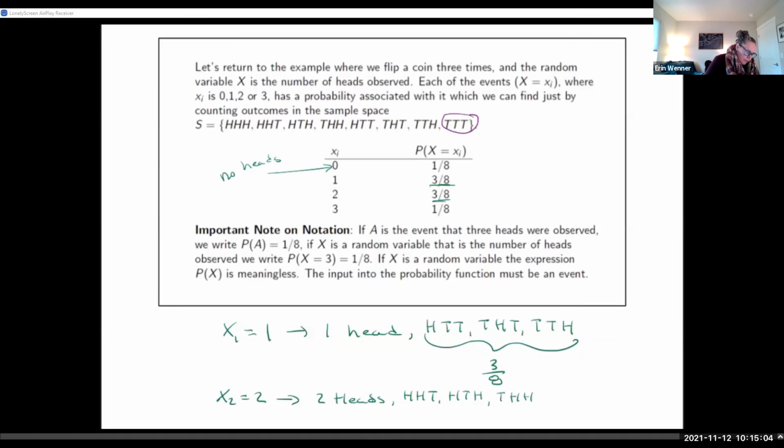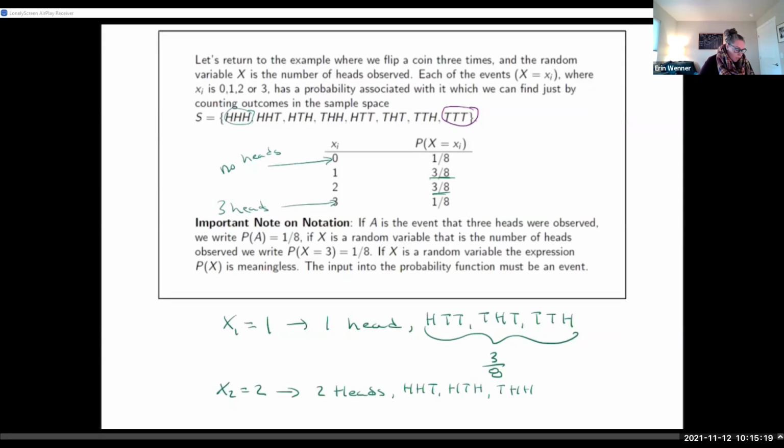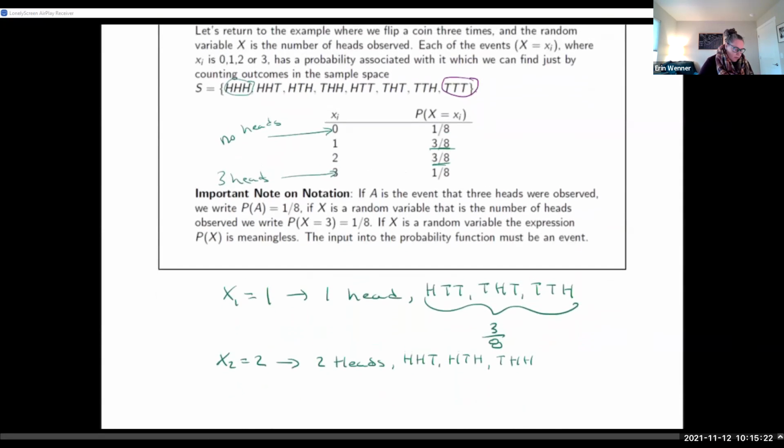And then lastly, xi equal to 3 means we want 3 heads. And there's 1 time that occurs out of all 8, so that's why it has a probability of 1/8. If A is the event that the 3 heads are observed, we write the probability of A equals 1/8. If X is the random variable that is the number of heads observed, we write the probability of X equaling to 3, which equals 1/8.